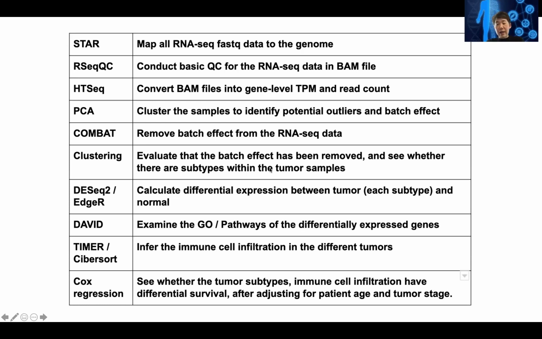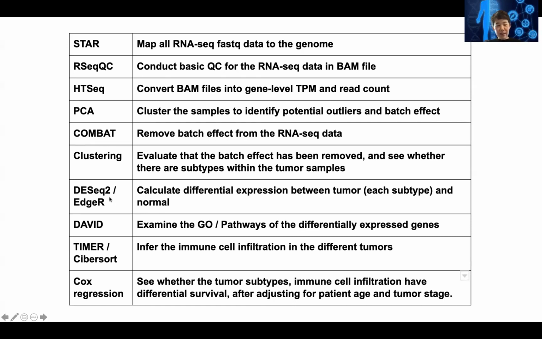So the ideal clustering is normal samples are together, and the tumor samples could be just one cluster or could be two, three different clusters. For example, if you were to compare the TCGA breast cancer, the normals should be together, but the cancers are divided into luminal, HER2, and the basal breast cancer.